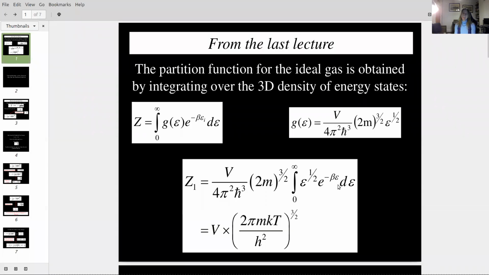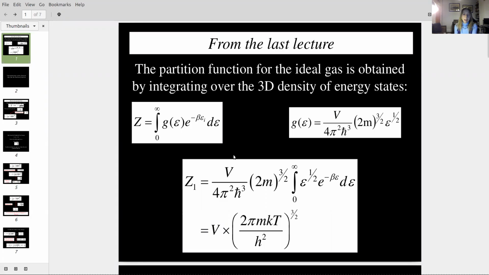Hello everyone, welcome to lecture 7 of Statistical Mechanics, and this is a particularly exciting one this evening. So let me share my screen. Only 7 slides, but all of them are very important, and I'm going to do quite a lot of algebra.